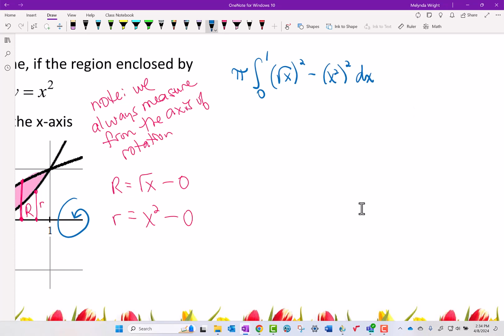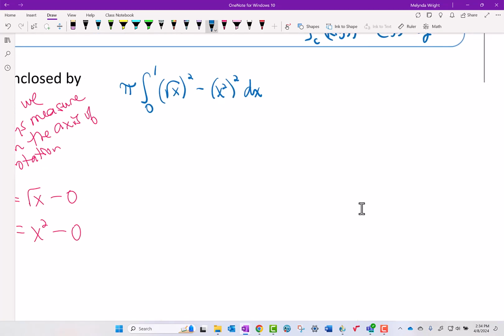Now this one, actually this is the only one that we're going to do by hand. The rest of them we're either going to use a calculator or we're going to just write out the expression, the integral, and then stop. But we're going to do this one by hand. It's actually not too bad. So let's clean this up a bit. So this is pi integral 0 to 1. So the square root of x squared would just be x. And then x squared squared would be x to the 4th.